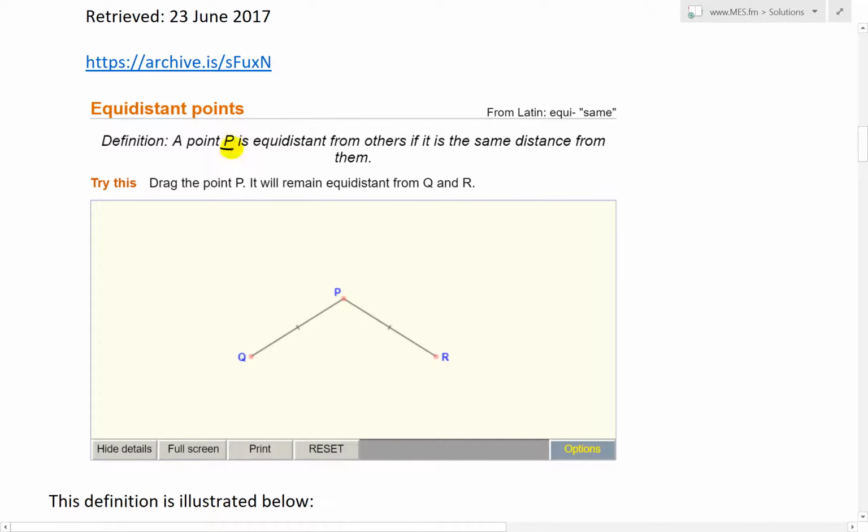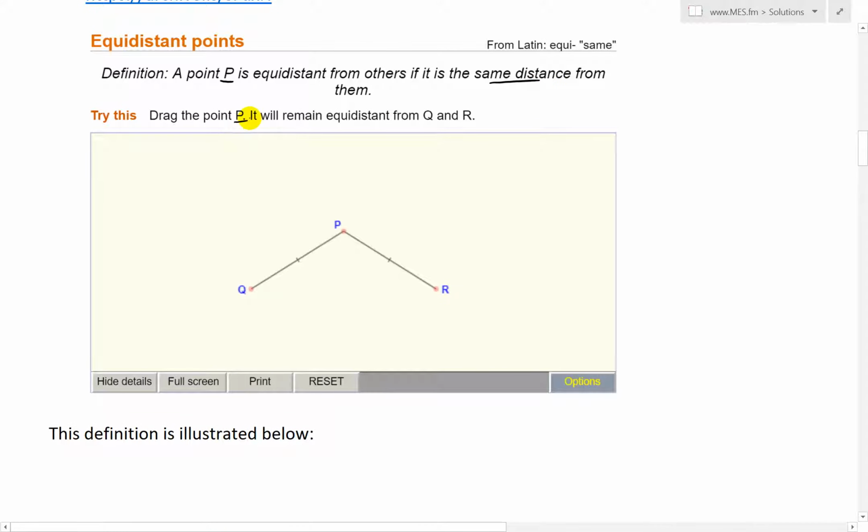A point P is equidistant from others if it is the same distance from them. In this case, P is equidistant to Q and R. So P right here is the same distance to Q and R. Wherever you move this, in this cool animation, the points move around so that they're always the same distance from the point P.